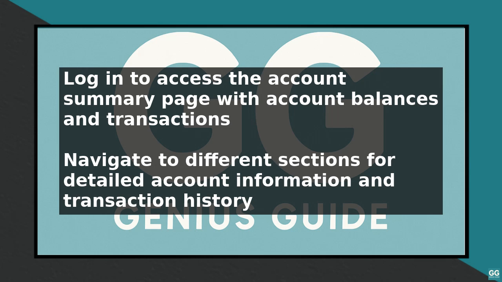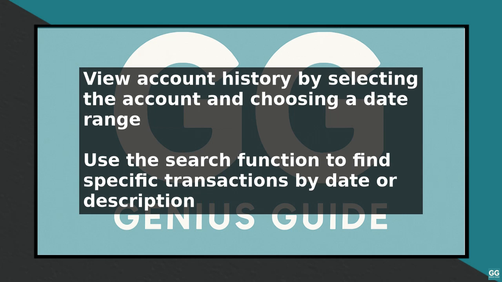To view your account history, click on the Account History tab and select the account you want to view. You can then choose a date range to view transactions from a specific period of time. You can also use the search function to find specific transactions by date, amount, or description.